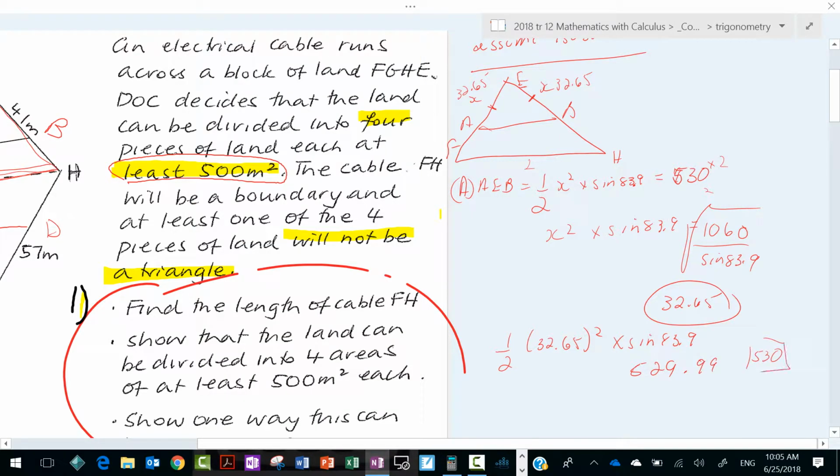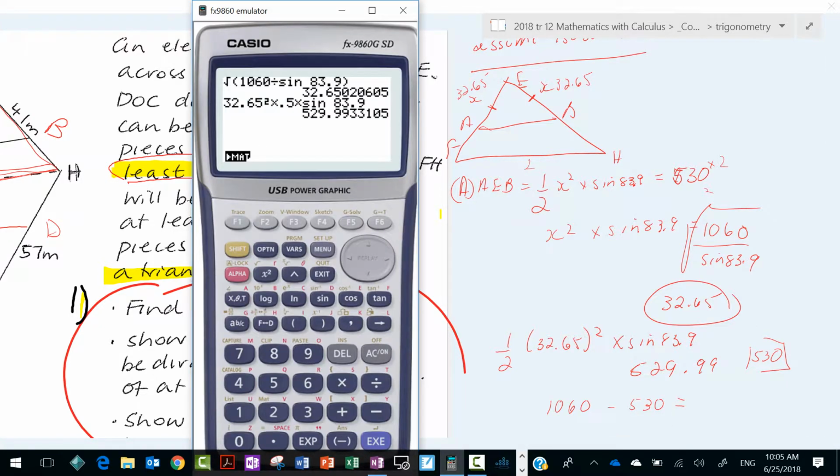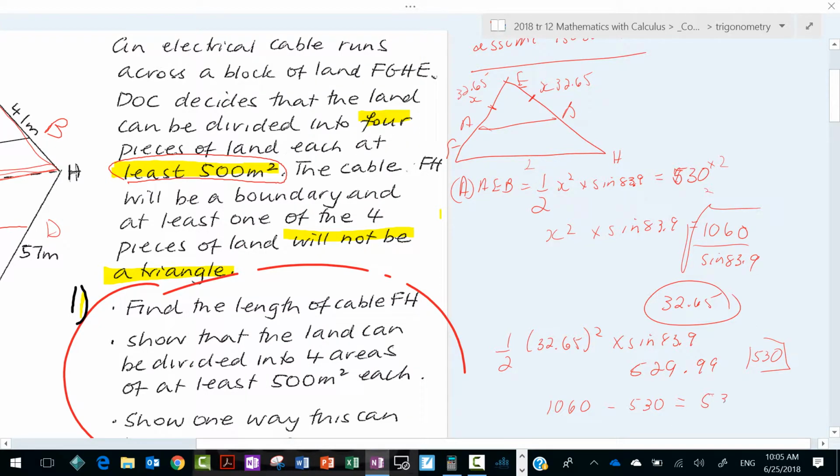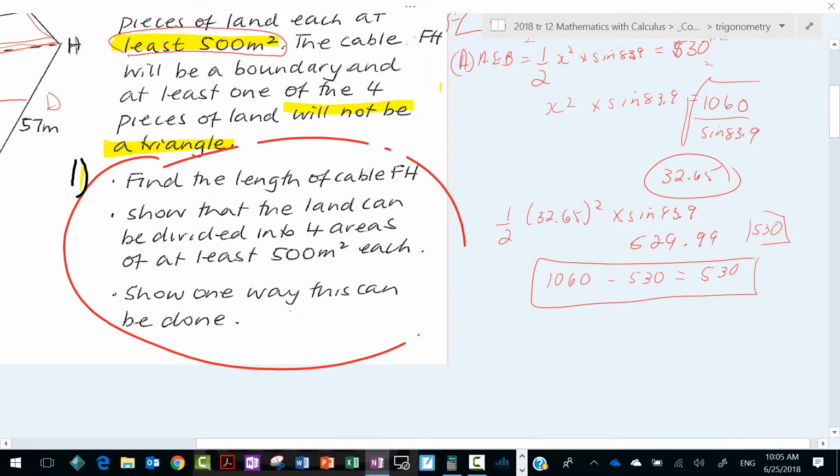That works. And then what I do is I take the 1060 and I minus the 530 from it, because that's going to give me the other shape. 1060 minus 530 is also 530. Imagine that. Did I have to do that? No. So I've got two areas, this area and this area, that are both 530. Taking half works perfectly fine, and I've proven that it works.